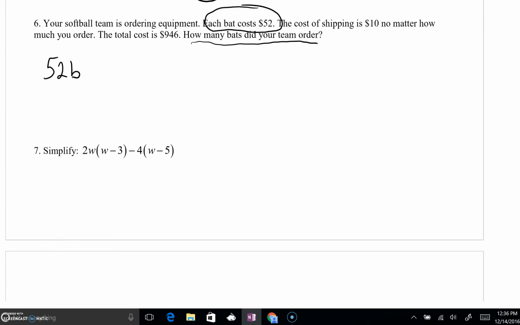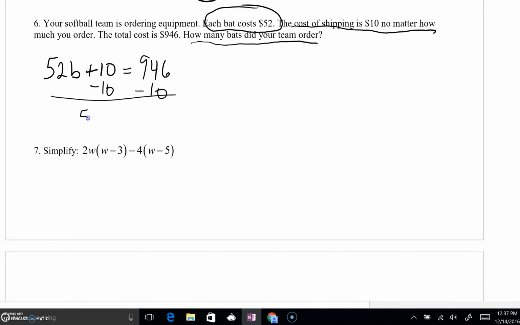cost of the bats. However, there's also a $10 shipping cost, regardless of how much you order. So the bill is also going to include that $10 shipping cost. If the total cost came to $946, we can solve for B. Subtract a 10 on both sides. You'd get 52B is equal to 936.